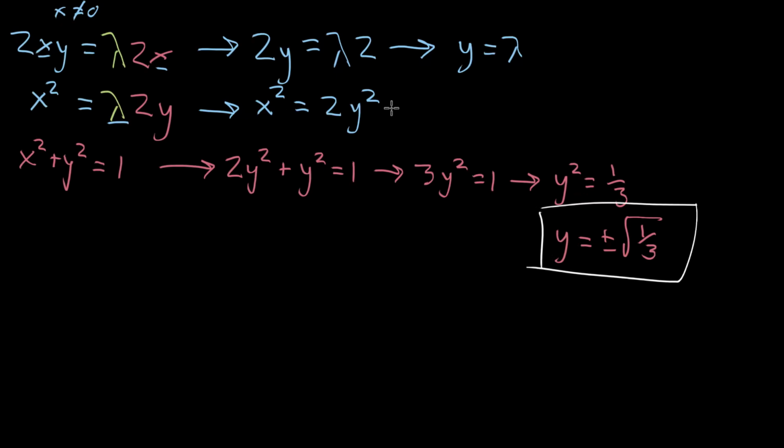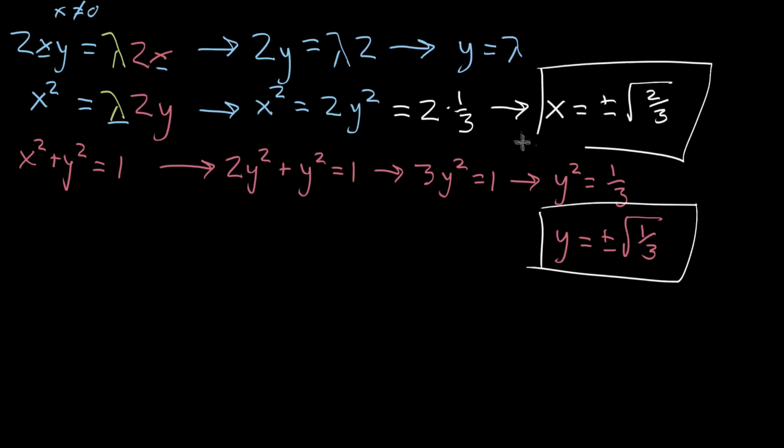Now, if y squared is equal to 1/3, then when we look up here and we say, 2 times y squared, that's going to be the same thing as 2 times 1/3. So if x squared is equal to 2/3, what that implies is that x is equal to plus or minus the square root of 2/3. And then there we go. That's another one of the solutions.